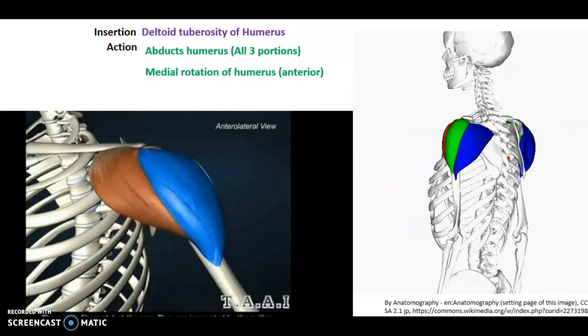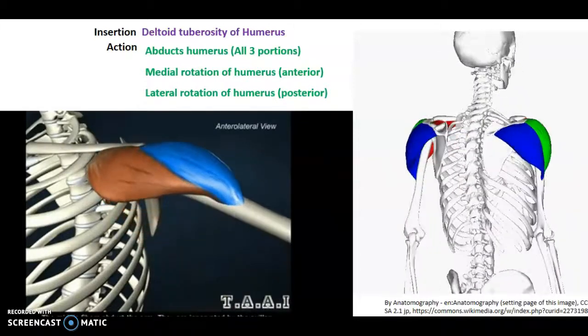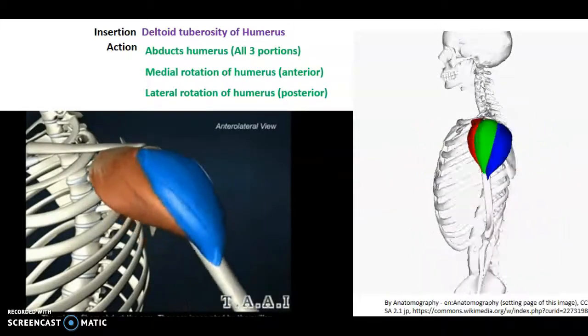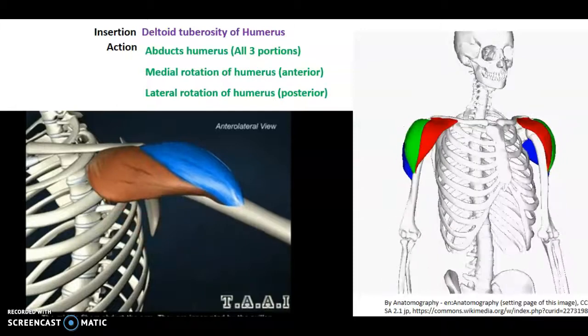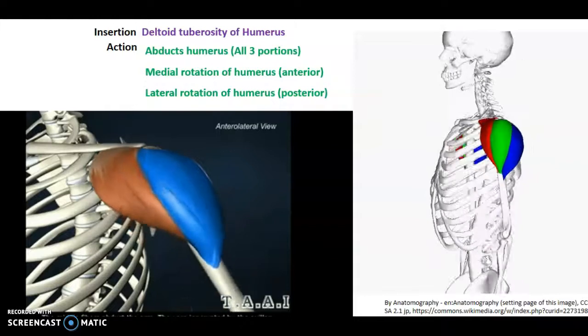My wife and I used to go to this trainer. He would have us do these punching bag activities with light weights. That was medially rotating our humerus. And they can also do lateral rotation of the humerus as well. That's the lateral third. So sometimes at the gym you see people working their anterior or posterior deltoids as well.